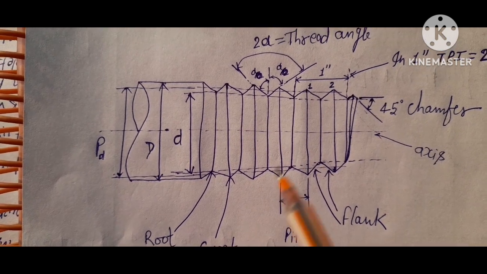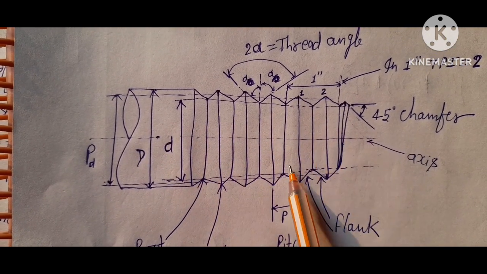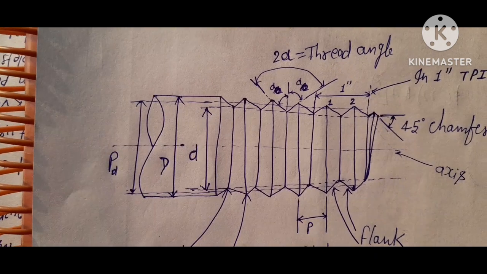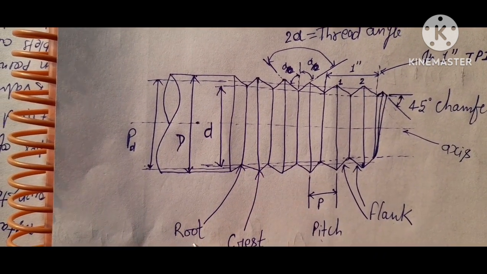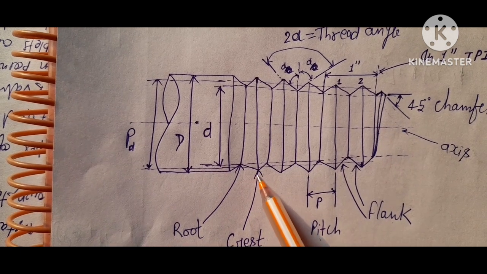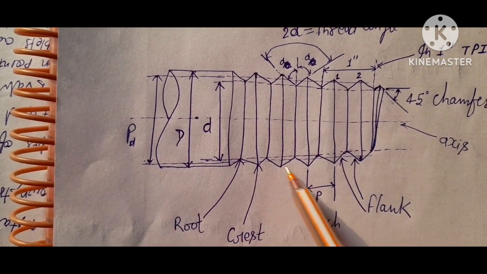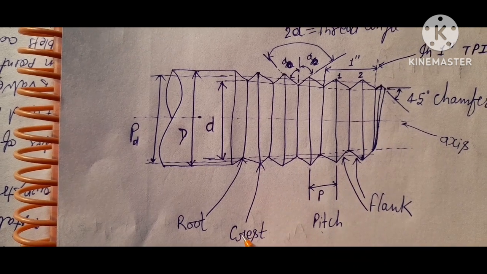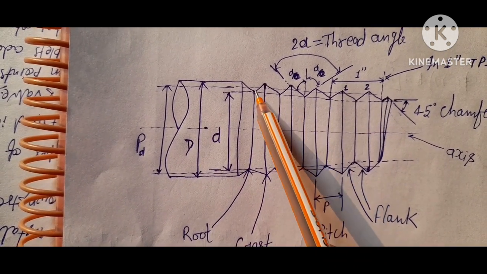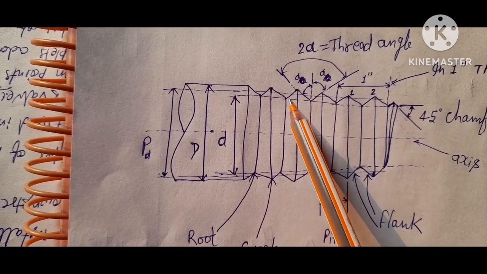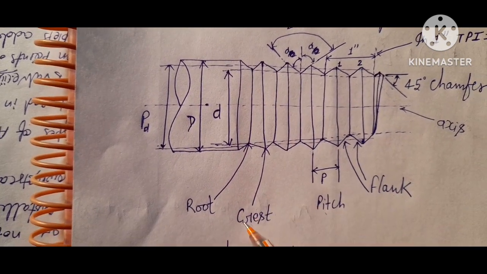What is a root? You see friends, this is a picture of thread. The bottom of the thread is known as root and the above portion is known as crest. This point is known as crest and this point is known as root. This point is known as root, you see here.